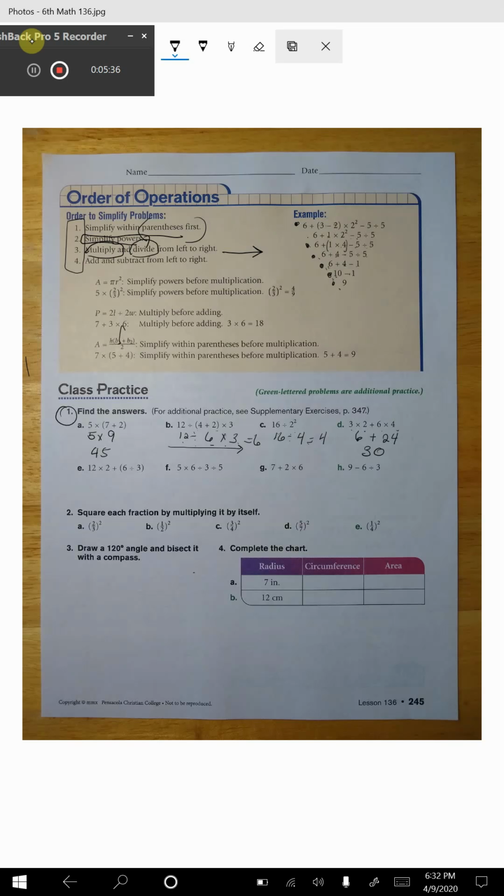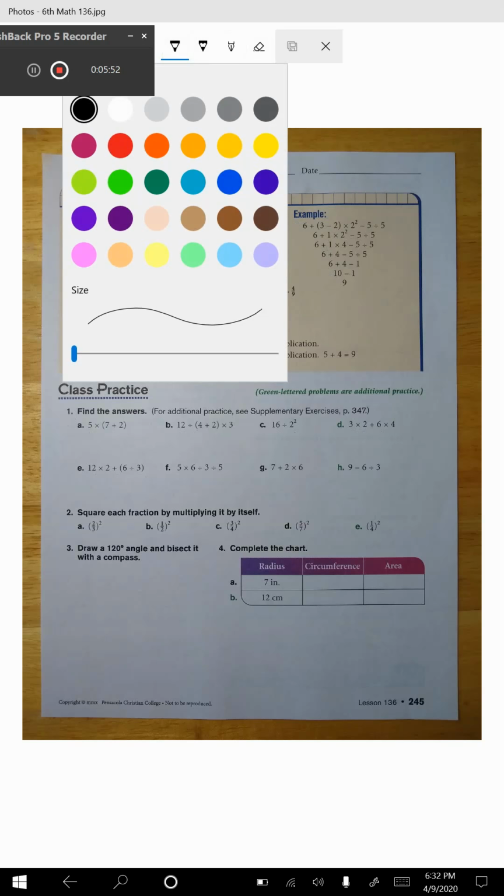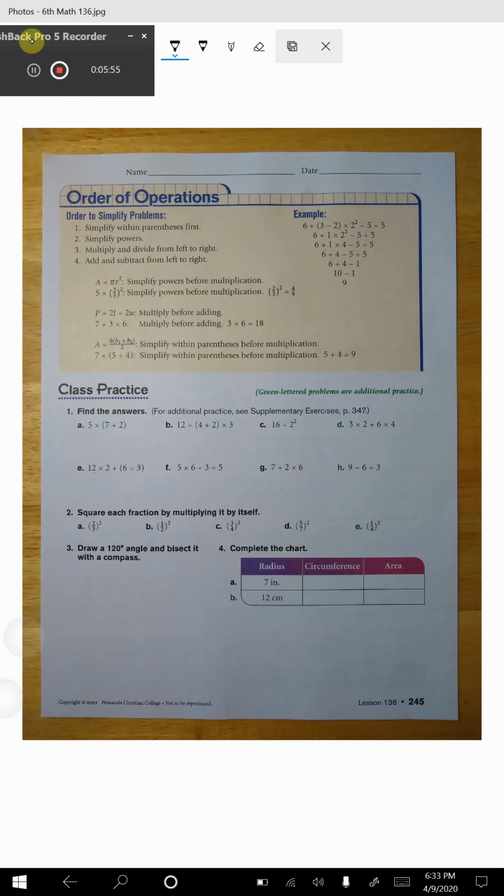All right. So now I have 12 times 2 plus 6 divided by 3. Now, because I'm a great fan of shortcuts, let's see if I can do the shortcut without confusing you. I have to do that 6 divided by 3 first because it's in parentheses. So do it. 6 divided by 3 is 2. I'm just going to put it right there.